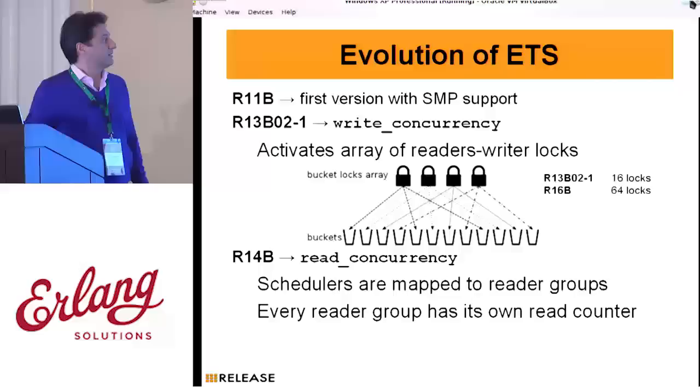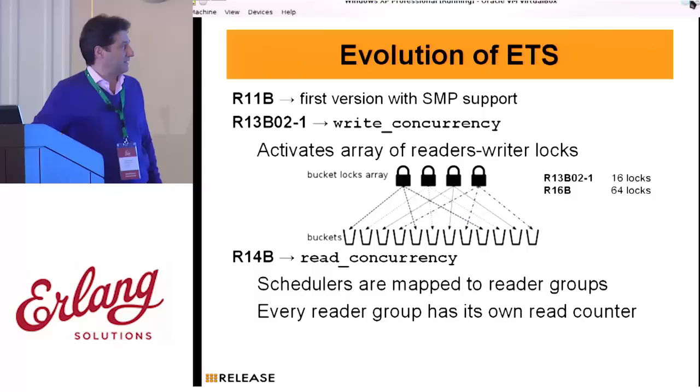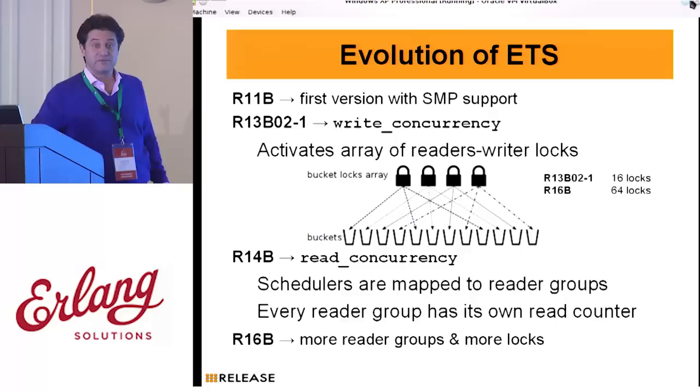In R14, the OTP system introduced this read concurrency option that maps schedulers to reader groups, and every reader group has its own read counter, so that avoids sharing in the caches, and this gives much better scalability. And to improve the situation further, in R16 we have more reader groups and more locks, more fine-grained locks. This is not a bad thing. It means that you have a lock for a smaller part of the table.